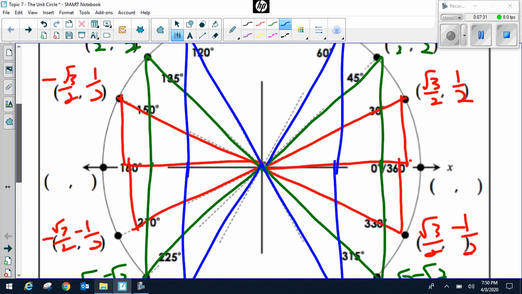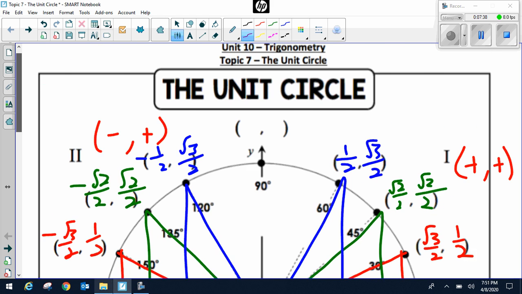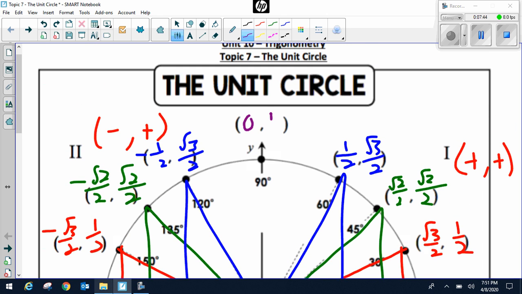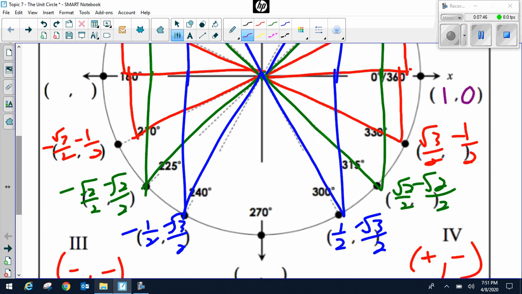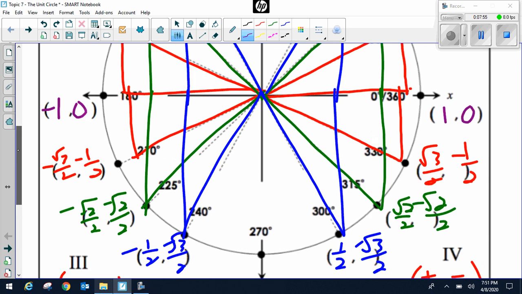Then there's a couple other ordered pairs that you've got to deal with. For this one, this is at 1, 0. This one's at 0, 1. 180 is at negative 1, 0. And then this is at 0, negative 1. Okay, so that is those.